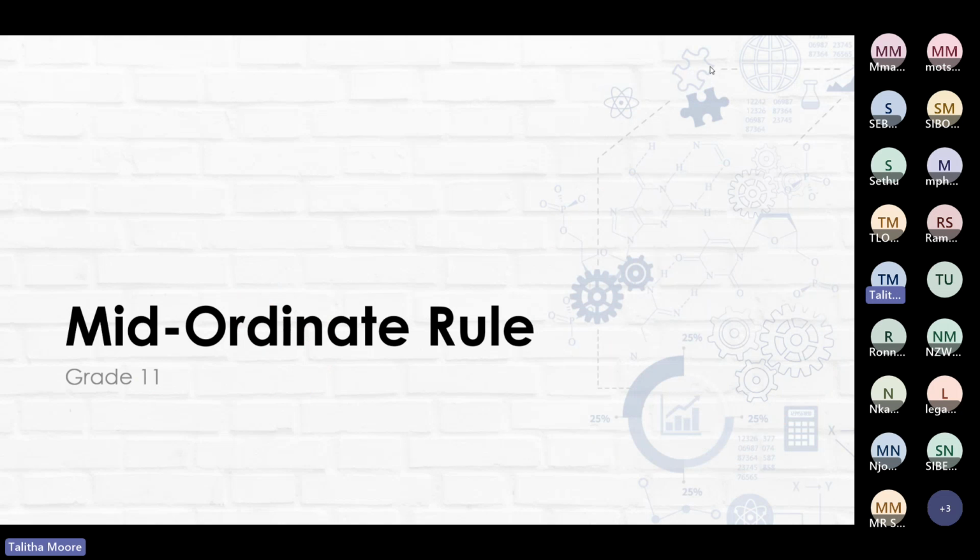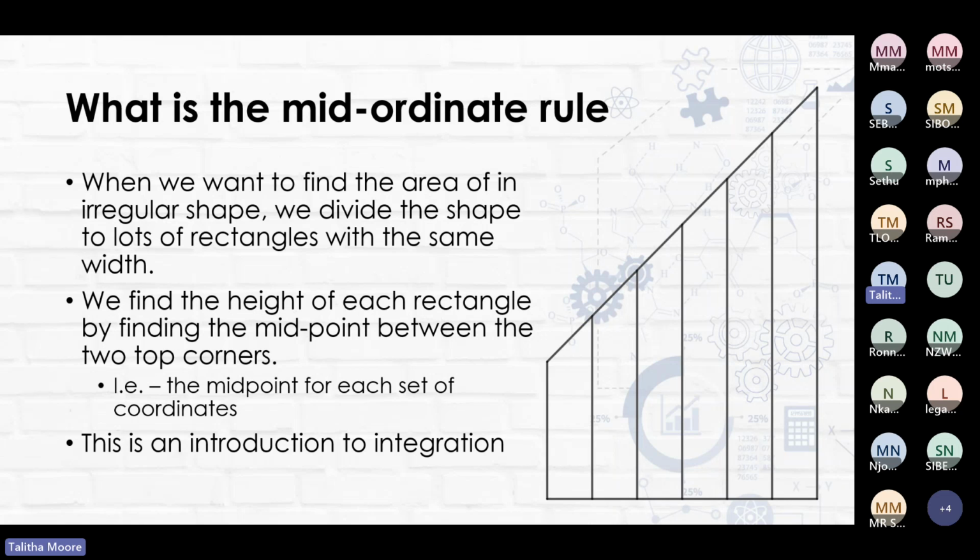Okay, the mid-ordinate rule. Now, the mid-ordinate rule we cover in grade 11, and basically it is an introduction to integration. It's where the start of integration comes from, where the theory of integration actually comes from. The mid-ordinate rule allows us to find the area of an irregular shape by dividing the shape into lots of rectangles with the same width.